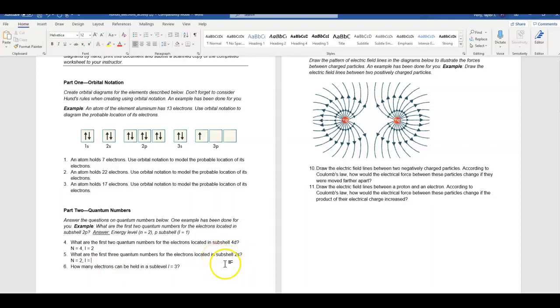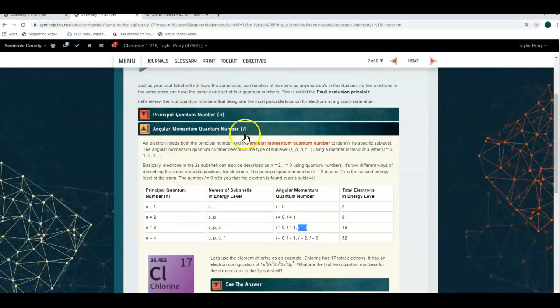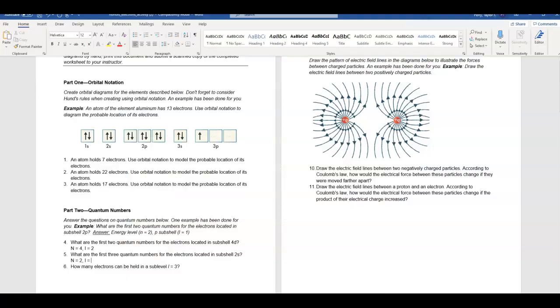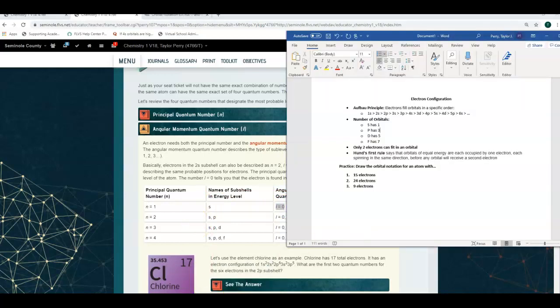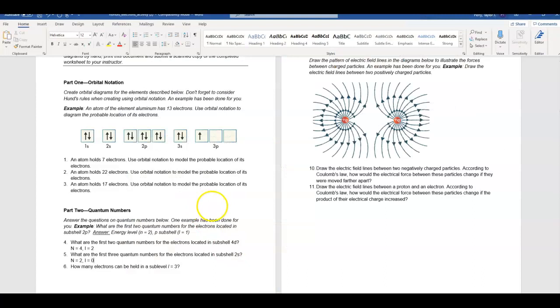All right, what's our L? What's our angular momentum number here? Okay, so it said that it, let's see, what was it? It was S, right? I believe S is 0. Yep, look at there. L equals 0. So there's your answer. L equals 0. All right, so those are pretty easy. How many electrons can be held in a sublevel L equals 3?